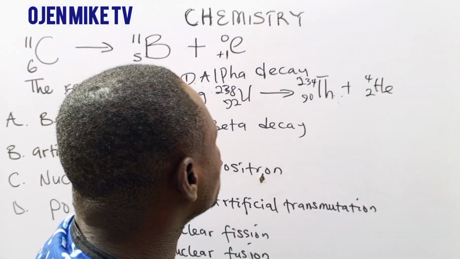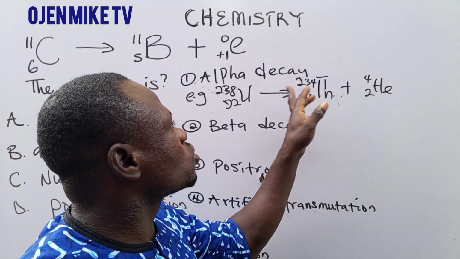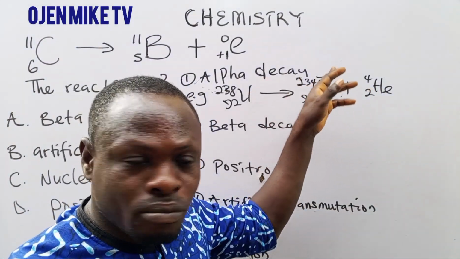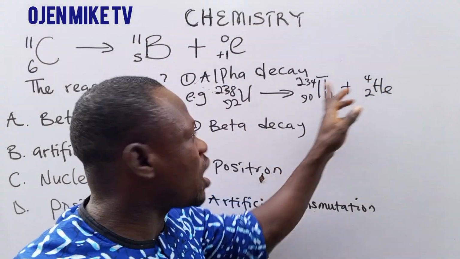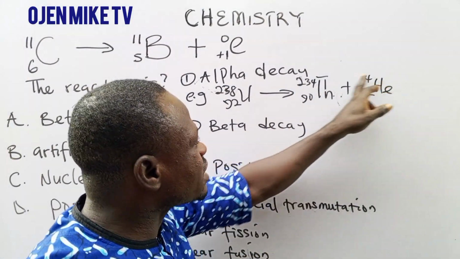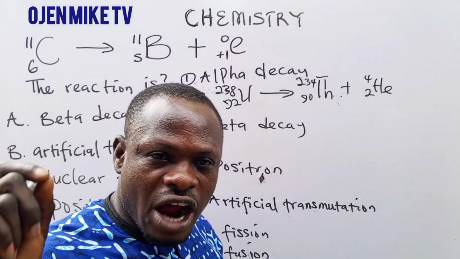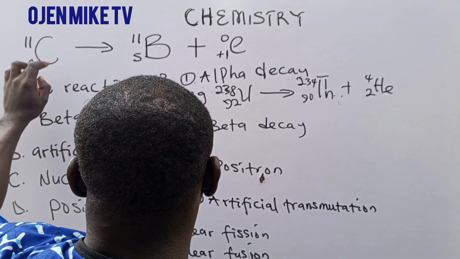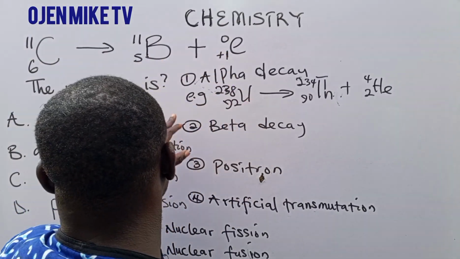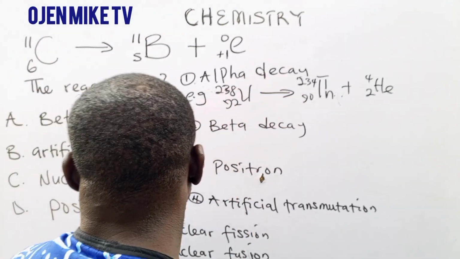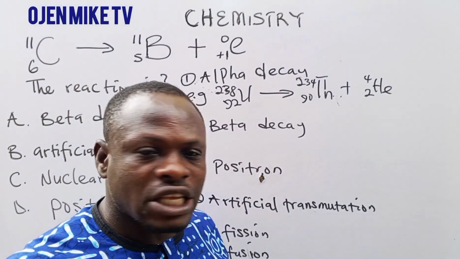Are you following? So there is a decrease of mass number by 4 and atomic number by 2. So anytime you see an equation like this, it is alpha decay. Among the options here, this equation is not so it's not an alpha decay. Anyway, alpha is not in our options.